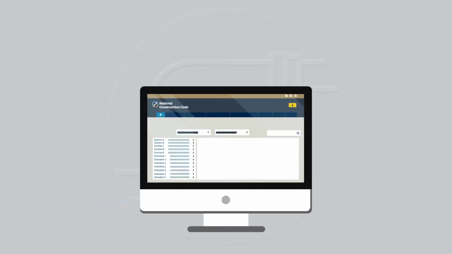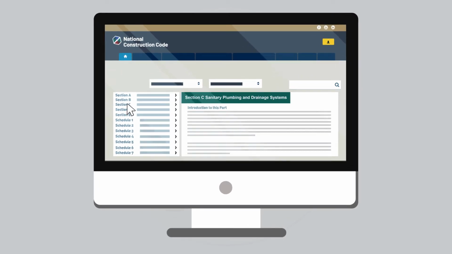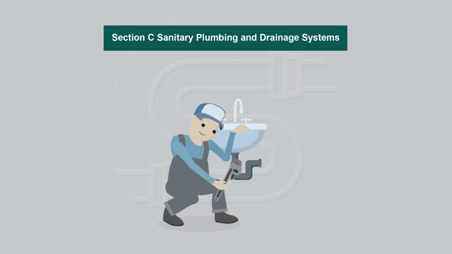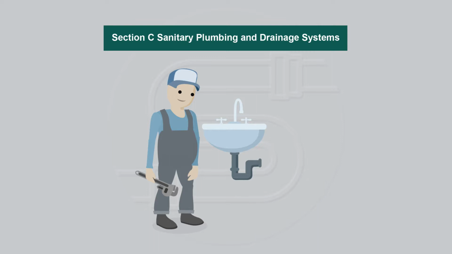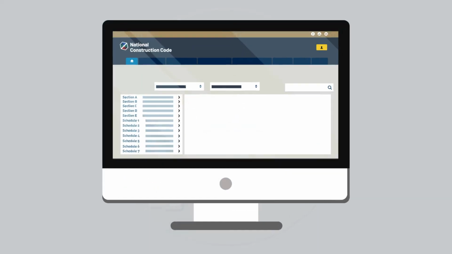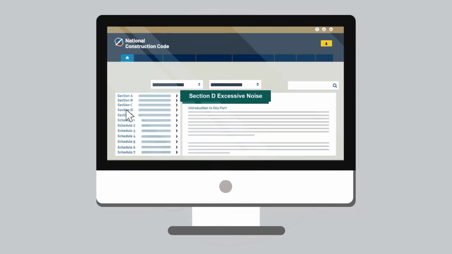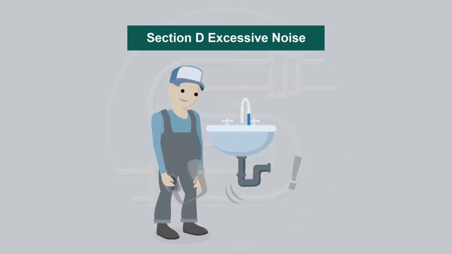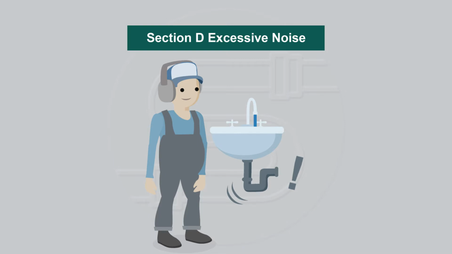Section C, Sanitary Plumbing and Drainage Systems. As the title of this section suggests, it covers any part of a sanitary plumbing and sanitary drainage system. Section D, Excessive Noise. Section D contains the requirements to prevent excessive noise being generated from a plumbing and drainage system that could cause illness or loss of amenity to occupants in a building.